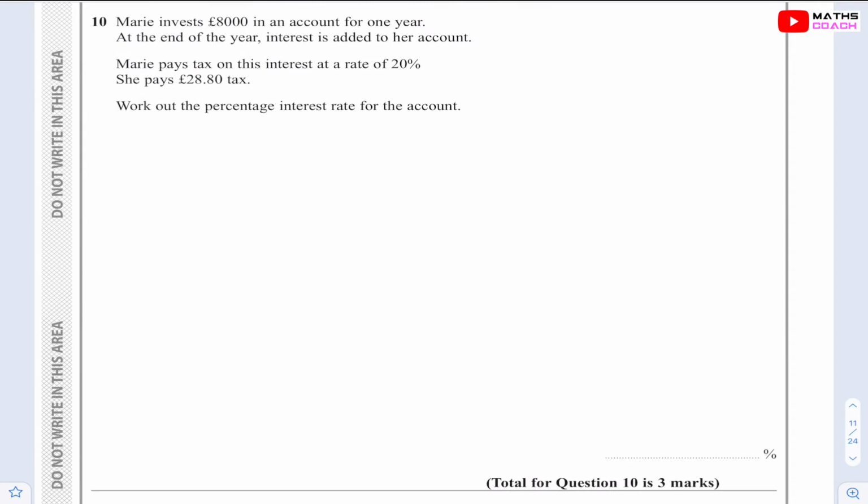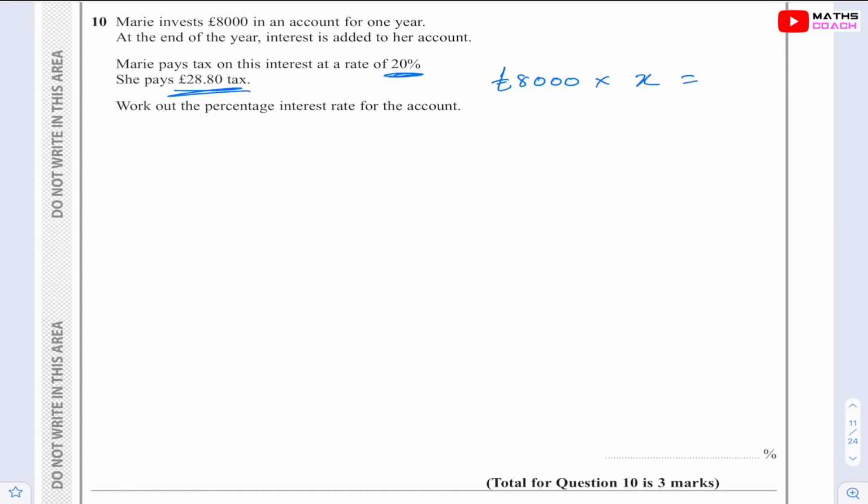Okay, question number 10. Mary invests £8,000 in an account for 1 year. At the end of the year, interest is added to her account. Mary pays tax on this interest at a rate of 20%, and the tax that she pays is worth £28.80. Now, let's start off with the formula that we used earlier on, which was original amount, 8,000, times by the multiplier. But we don't know what the multiplier is.